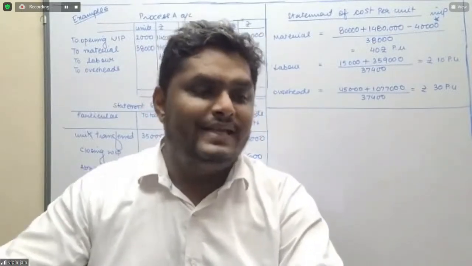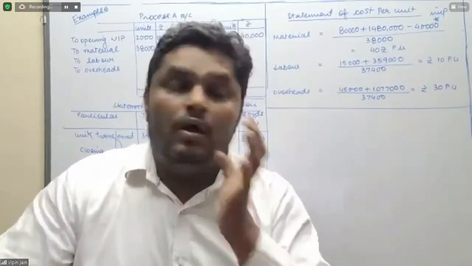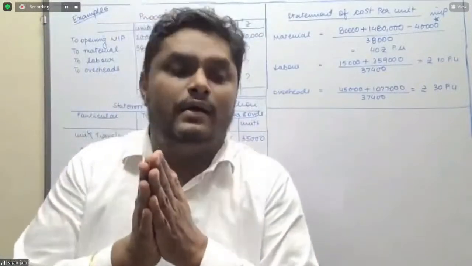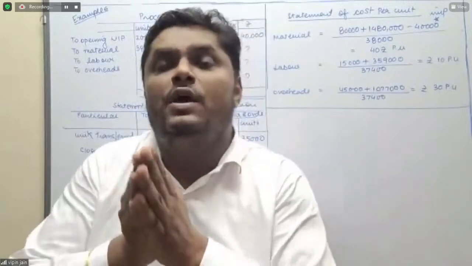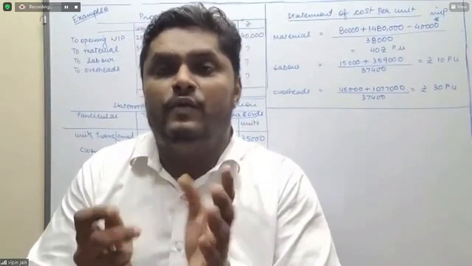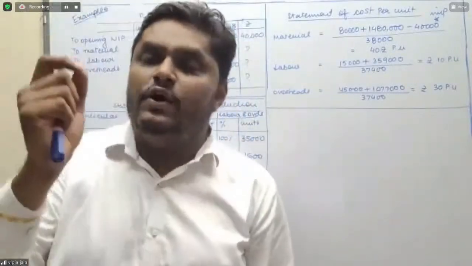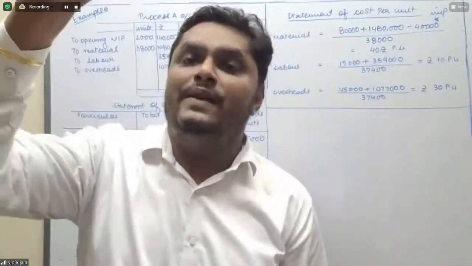There is a query from Vivek, a very long query. In short, Vivek is asking why we ignore normal loss while calculating equivalent number of units. As I discussed initially also, if it is normal loss, then the product cost will be inflated.